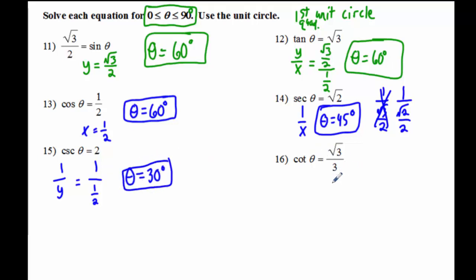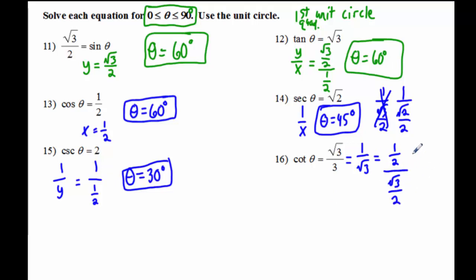And then finally, cotangent is square root of 3 over 3. And this one to me is the toughest because we have to understand that they rationalized this. So before they rationalized it, the square root was on the bottom. This was 1 over the square root of 3. Which means that they had 1/2 over the square root of 3 over 2.